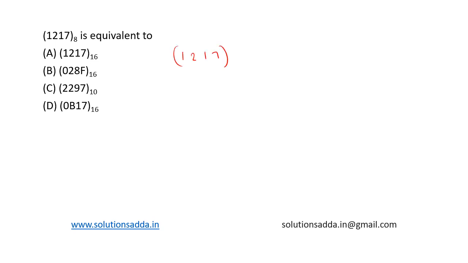1217 in octal. Let's convert it into binary. 7 can be written as 111 in octal. 1 is written as 001. 2 is 010. 1 is again 001. This is how it is written in binary.